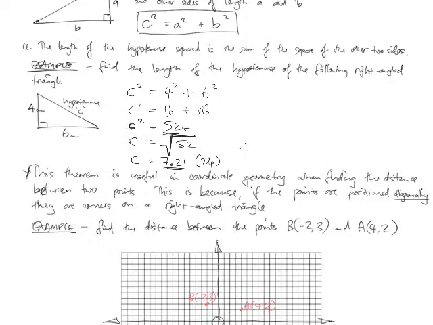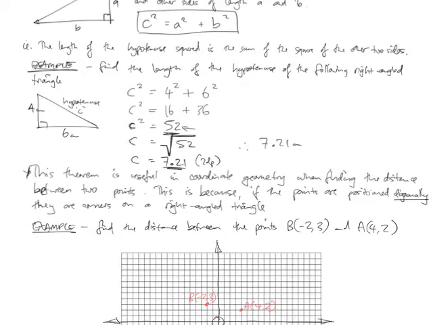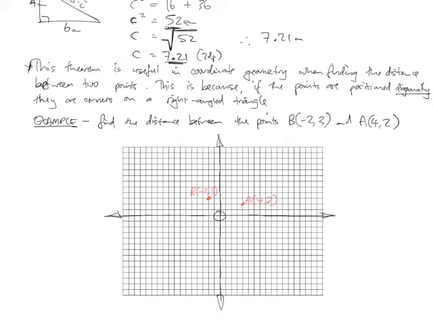So the hypotenuse here, if you've got a right angled triangle with a 4 centimeter side and a 6 centimeter side, is going to be 7.21 centimeters long. So what does this have to do with the Cartesian plane? This theorem is useful in coordinate geometry when finding the distance between 2 points, because if the points are positioned diagonally, they actually form corners on a right angled triangle.